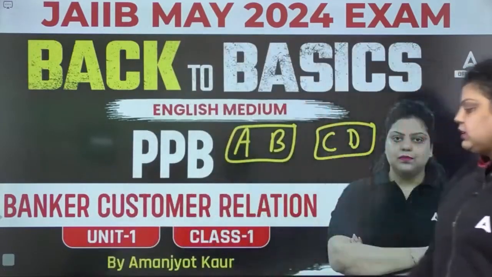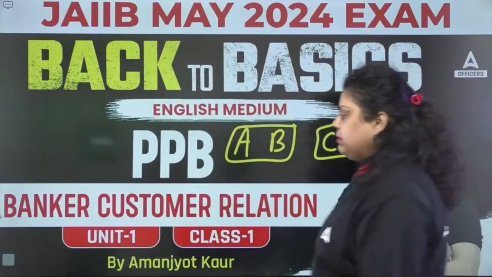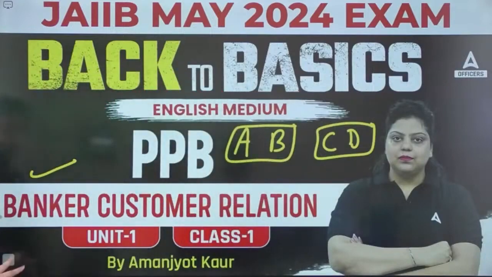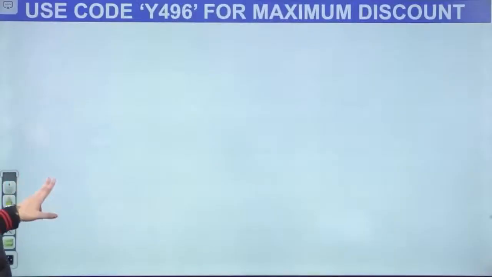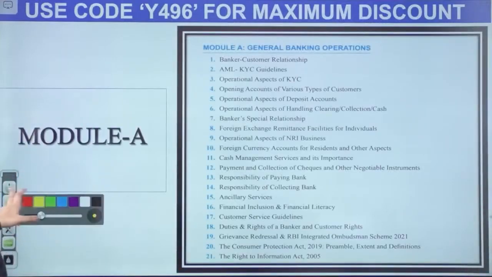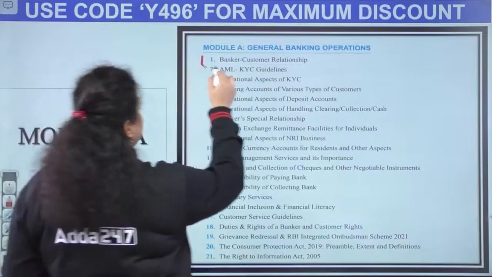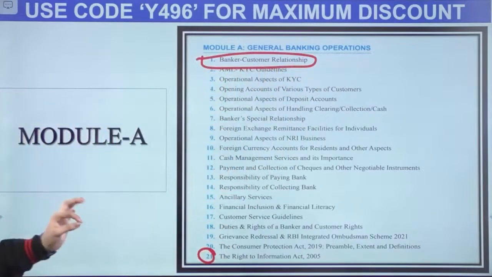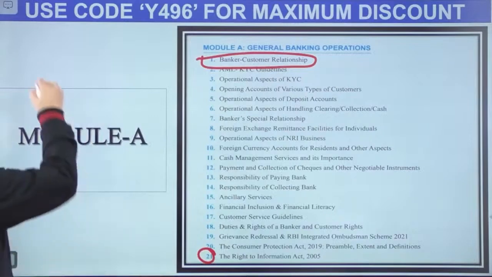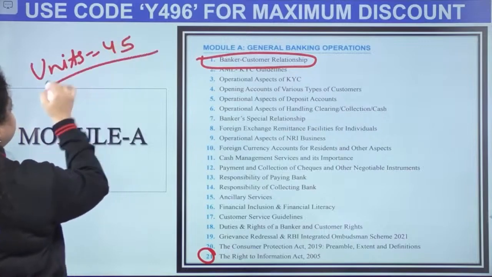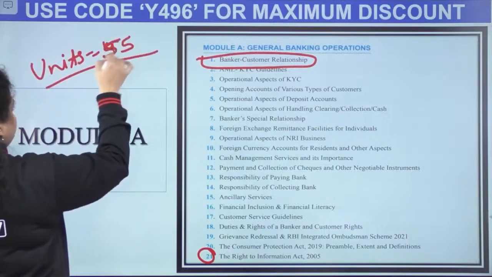So these are the 4 modules, and in today's session we will be covering Module A, Unit number 1, that is banker customer relationship. This is what we are going to discuss today. First of all, you can see this is Module A in which we are talking about the first unit. There are total 21 units. Only a single module covers 21 units, and the total units we have in this particular subject is 55.